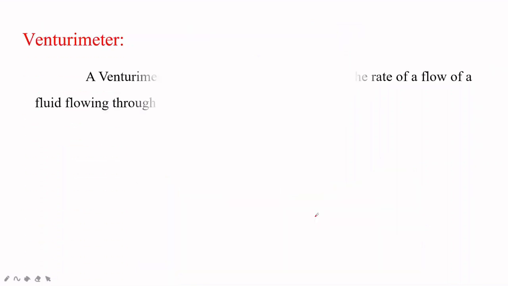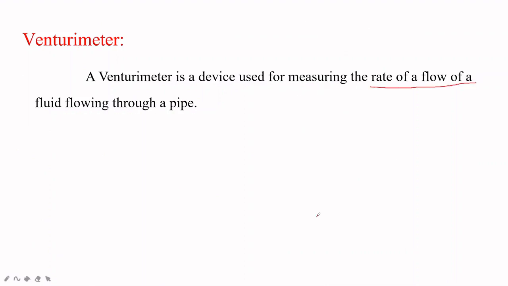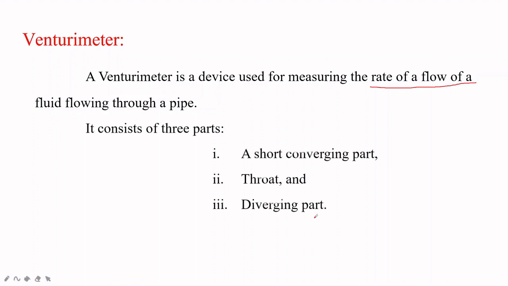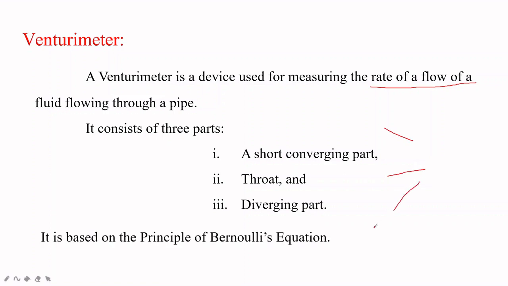So a Venturimeter is a device used for measuring the rate of flow of a fluid flowing through a pipe. Why is it used? It is used for measuring the rate of flow of a fluid flowing through a pipe. It consists of three parts: a short converging part, a throat and a diverging part. The short converging part is like this, then the throat, and the diverging part was rising. It is based on the principle of Bernoulli's equation.